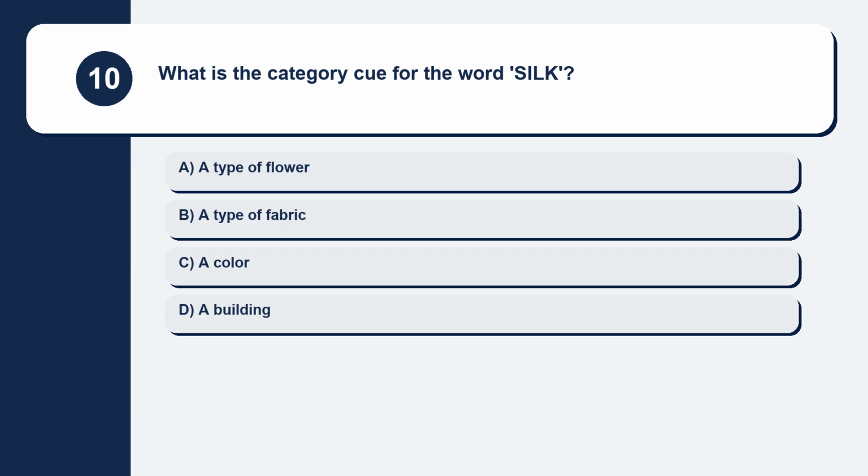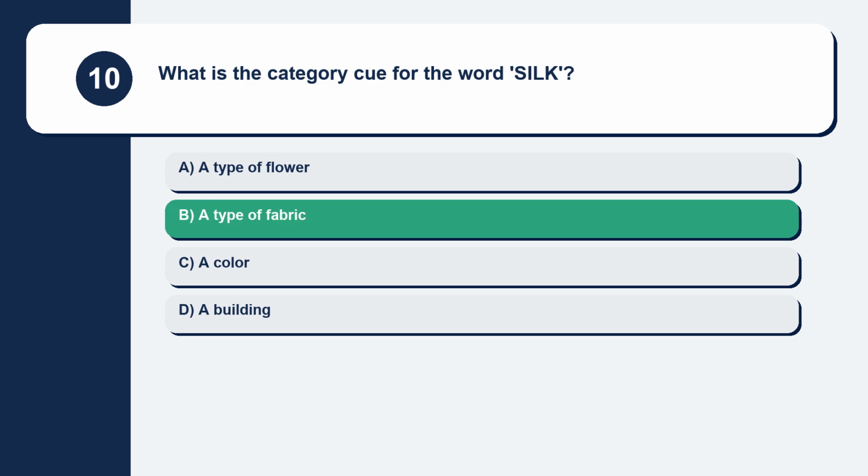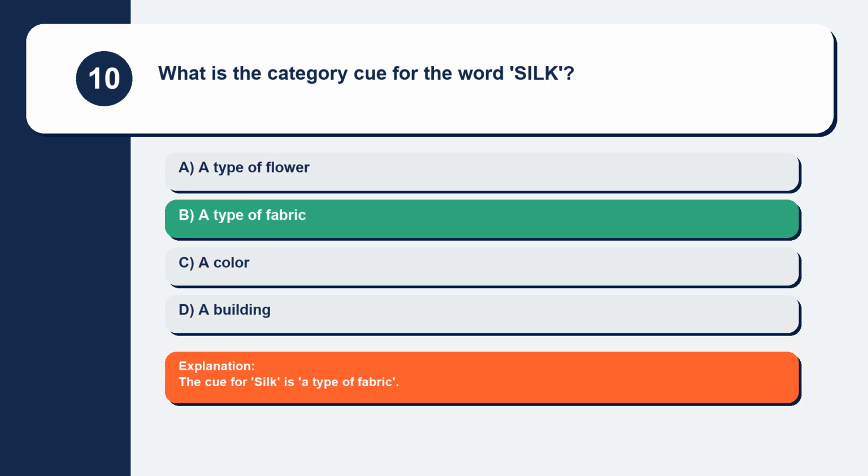Question 10. What is the category Q for the word silk? A type of flower. A type of fabric. A color. A building. The Q for silk is a type of fabric.